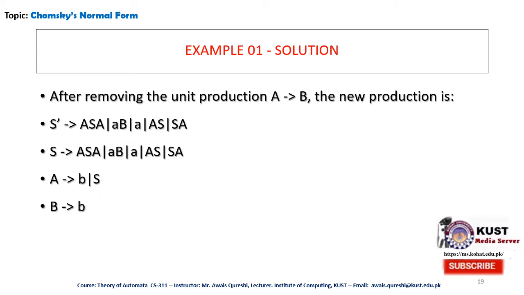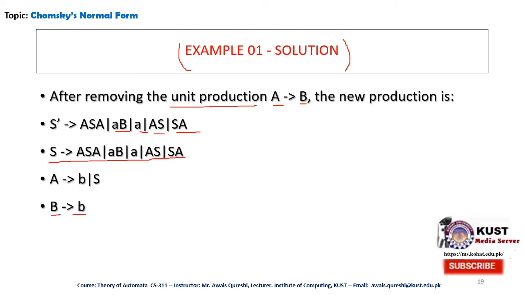After removing the unit productions, A implies B, two non-terminals, one on the left hand side and the second one on the right hand side. The new production rule is S' implies ASA, AB, AS and SA. Same rule. So these are the production rules, and where there is A, we can replace A with B or S, and we can replace B with B in the above production rules. So this is the solution of example number 1. Our CFG is converted into CNF.